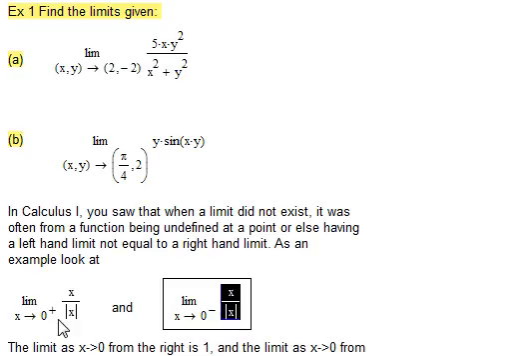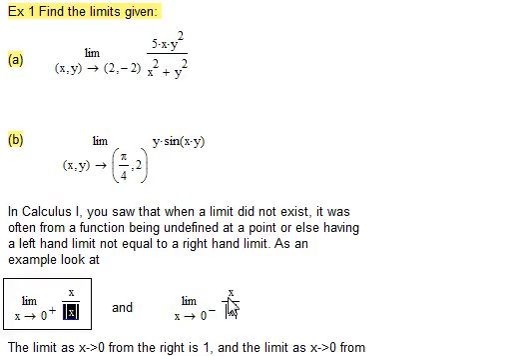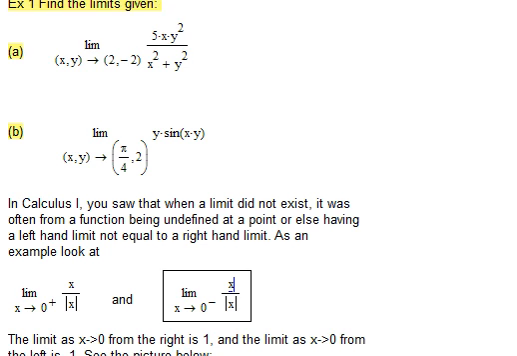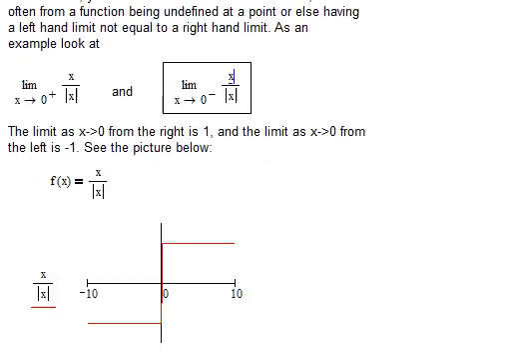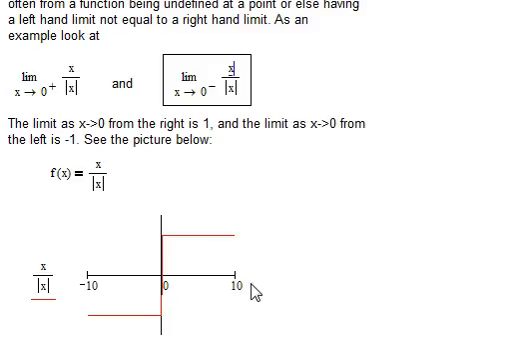So at 0, well, what is it? Is it 1 or is it negative 1? The answer is it's neither, because that limit doesn't exist. And I think I have a picture of it here. Here's what it looks like in a graph.